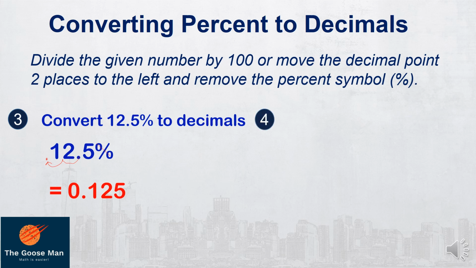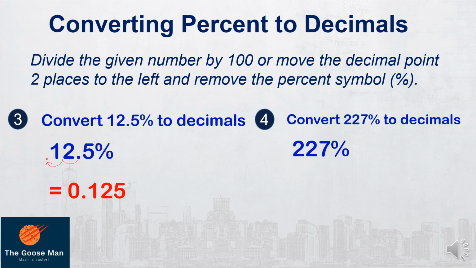Another example. So we will convert 227% to decimal. So we have 227. So take note that the percent is right after 7. Okay? So we will move the decimal point 2 spaces to the left. So we have 1 and 2. Okay? So the answer is 2.27. Do not forget to remove the percent symbol.